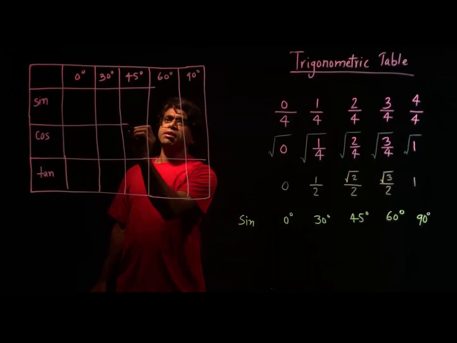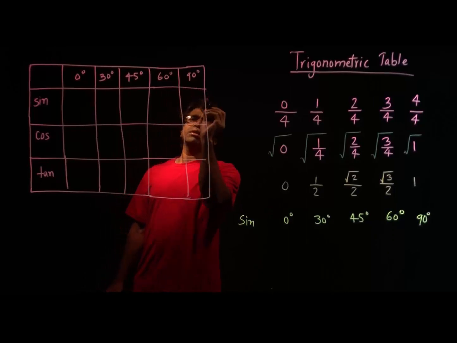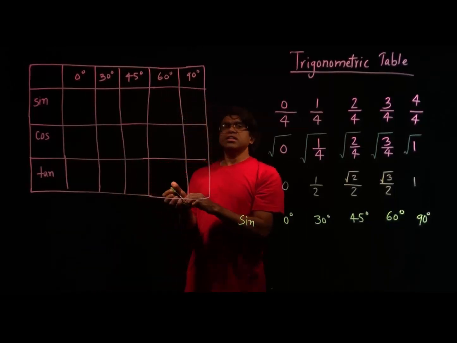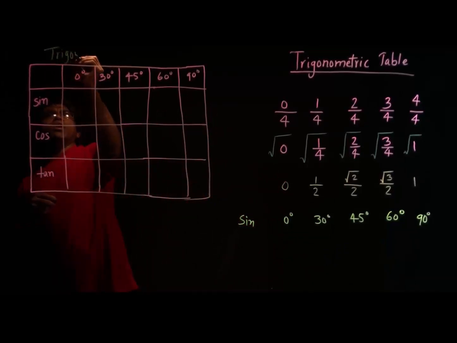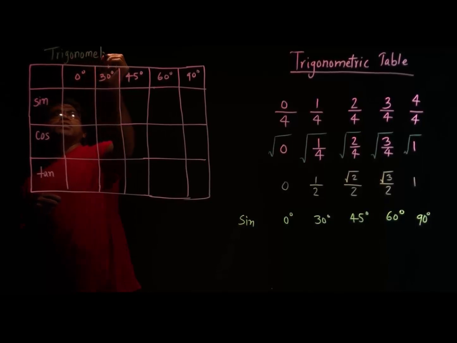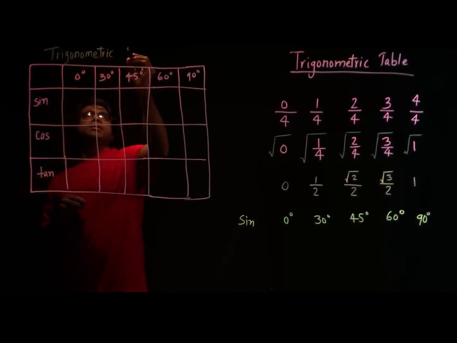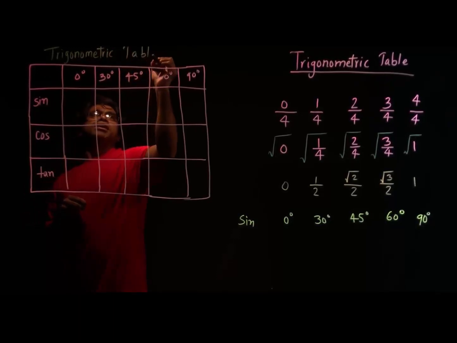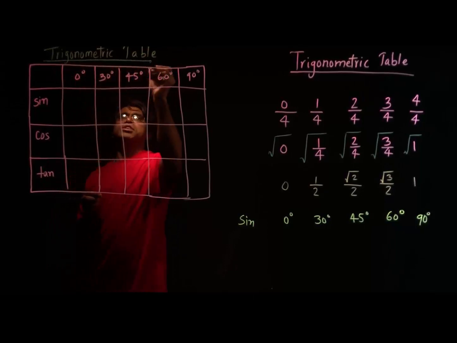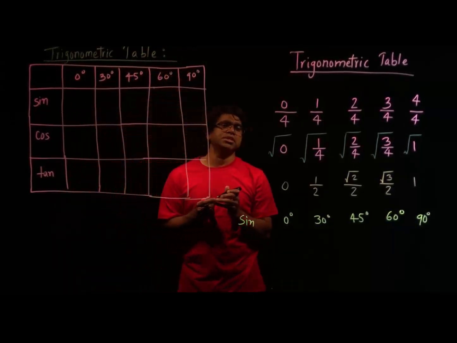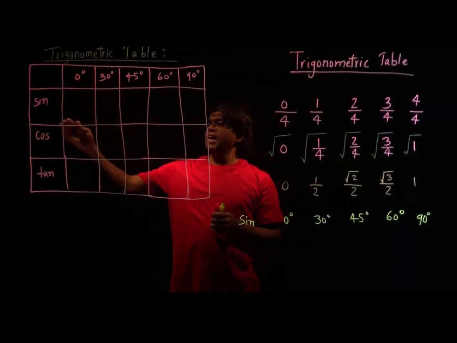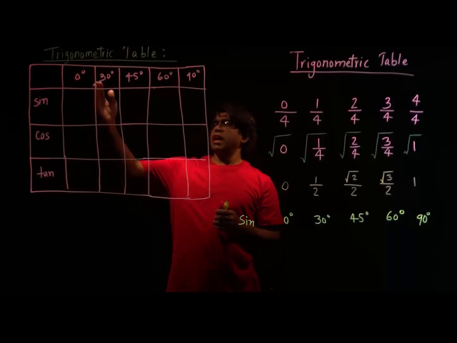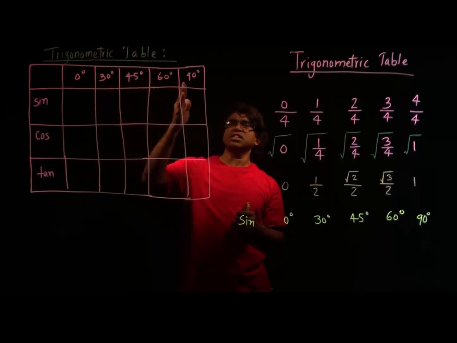So you can see I have a table, and I'm going to call this table the Trigonometric Table. This is basically the trigonometric table. So what I have done so far is create a trigonometric table with sine, cosine and tangent, and my degrees are in the vertical column, which is 0 degrees, 30 degrees, 45 degrees, 60 degrees and 90 degrees.